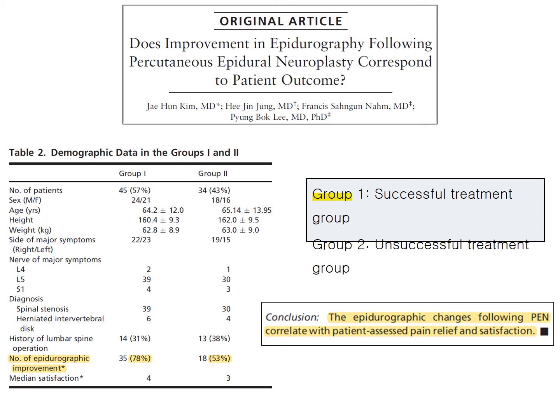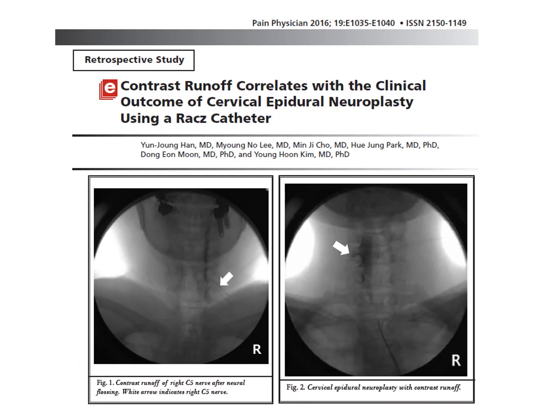Group 1 is successful treatment group and Group 2 is unsuccessful treatment group. The proportion of epidurographic improvement was higher in Group 1 than Group 2. The author concluded that the epidurographic change after neuroplasty correlated with pain relief and satisfaction of the patient.